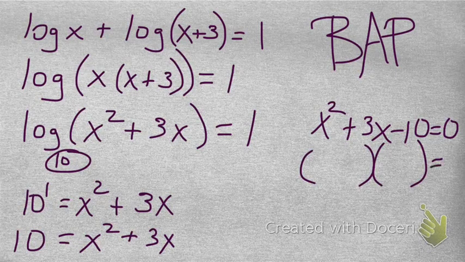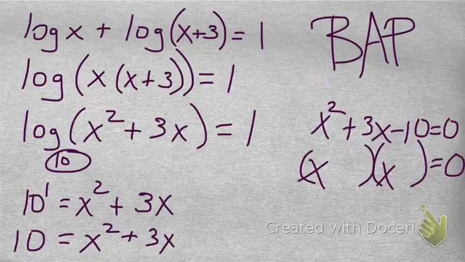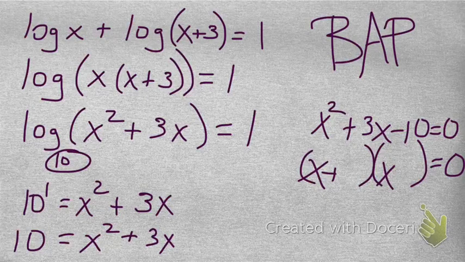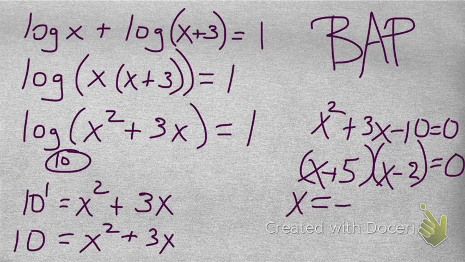We solve by factoring. The signs are going to be different. The big one will be positive. The factors of 10 that subtract to make 3, that's positive 5 and negative 2. Set your factors equal to 0 and solve. But wait, do the answers keep the argument positive?